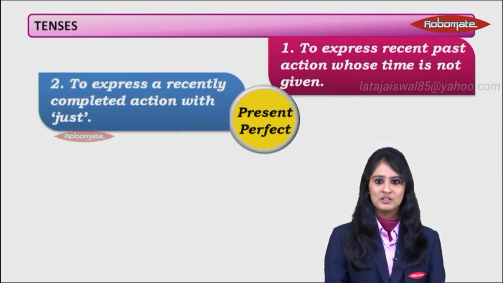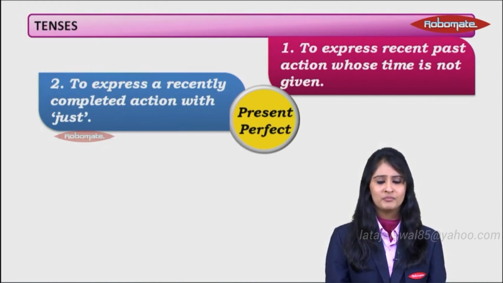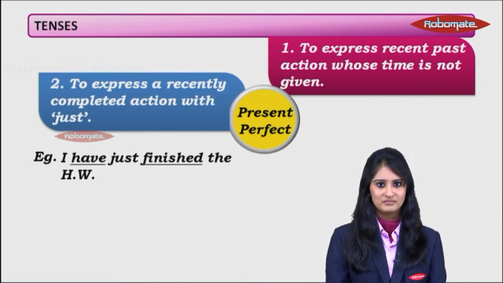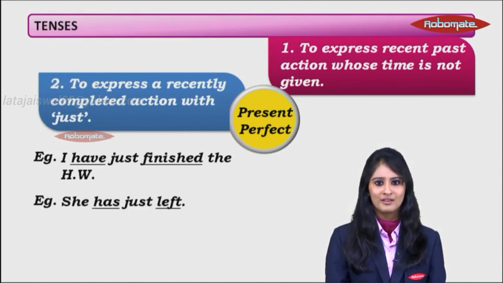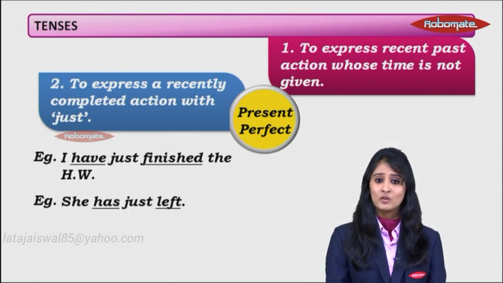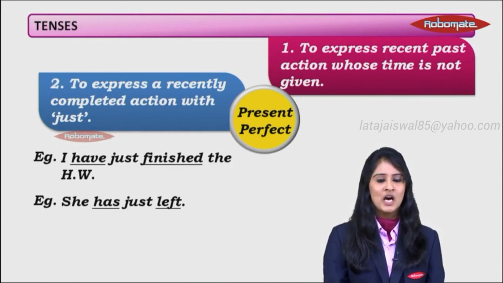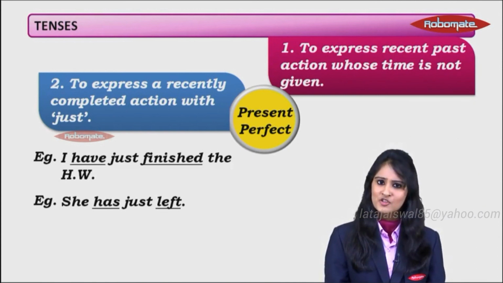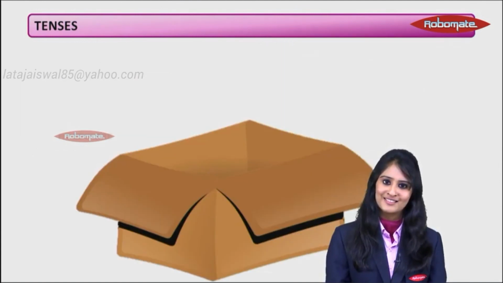The next use, to express a recently completed action with the word just. For example, I have just finished the homework. The next one, she has just left. Now, these two actions indicate something that happened just now, and these actions are over. These actions have finished. So, these are the uses of present perfect.